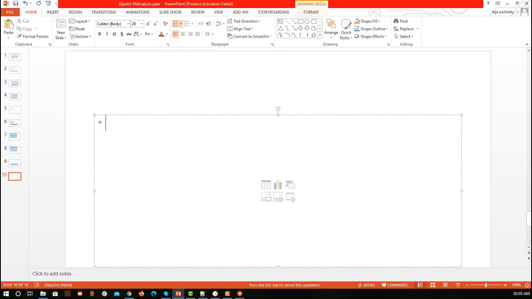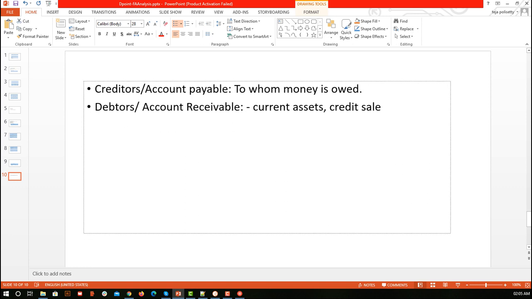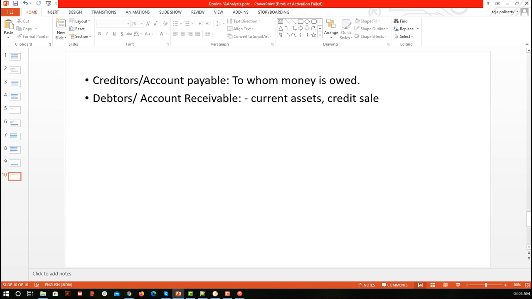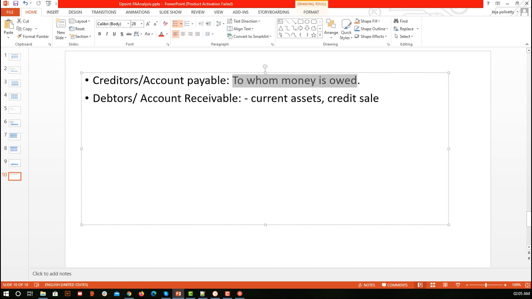Okay, let me paste here. So, please see this. Okay, so creditors and accounts payable are those to whom we have to pay the money, to whom money is owed.